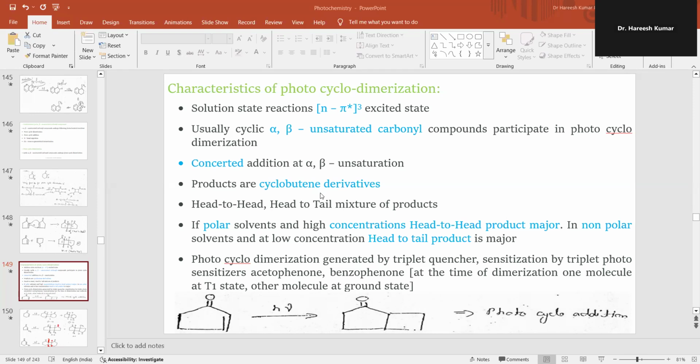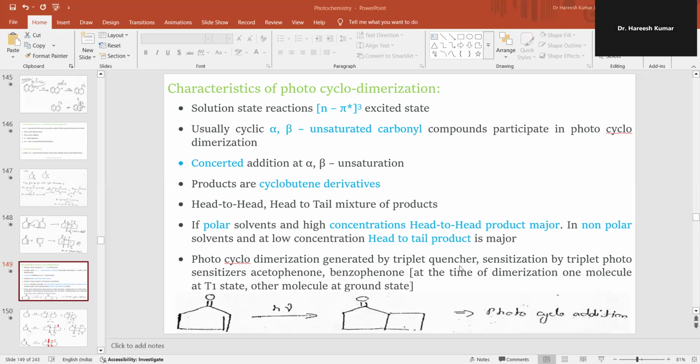Photoproducts are cyclobutane derivatives. Head-to-head joining gives rise to cyclobutane derivatives, or head-to-tail joining gives rise to a mixture of products. In polar solvents, if the concentration is more, then head-to-head products are major. In non-polar solvents, if the concentrations are low, then head-to-tail products are major.